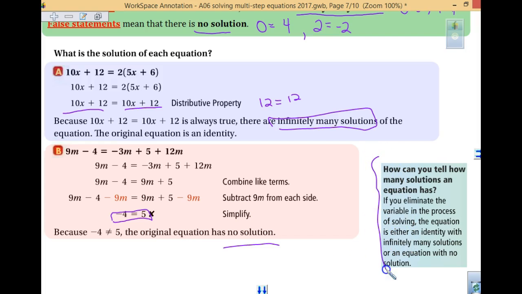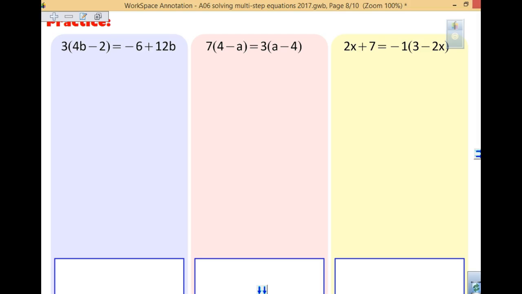Over here in the side notes, if you would please read in that side notes, Liz. If you eliminate the variable in the process of solving, the equation is either an identity with infinitely many solutions or no solution. So keep that in mind. If the two numbers come out the same, you are going to have infinitely many. If it does not work out, no solution.